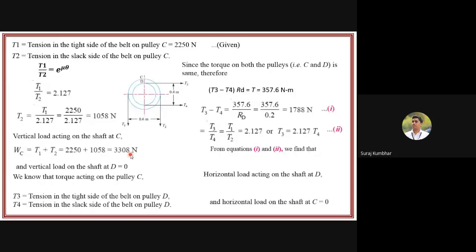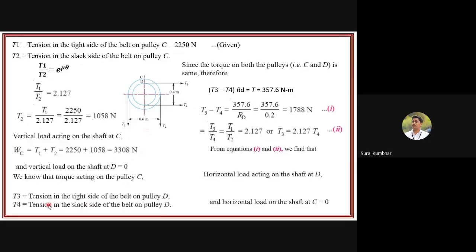Very good. Now the vertical load on the shaft at D is equal to 0. Why? Because on pulley D there is a horizontal load acting, so here there is no question of a vertical load. So the vertical load on the shaft at D is 0. Are you getting it? Because on the D pulley there is a horizontal load, on pulley C there is a vertical load. That's why on D there is no vertical load. So it is 0.